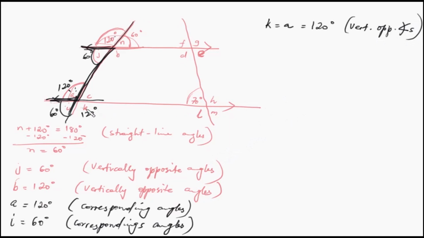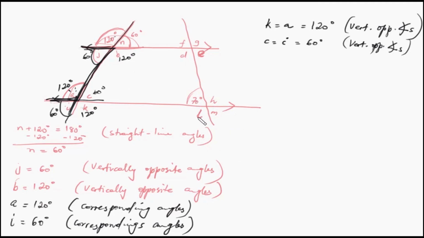Now, let's continue. You can even say C equals I, which is equal to 60 degrees, and say they are vertically opposite angles. Can you see that? Once you are done on this side, so that means this is 60, and here we have realized it's 120, you can move on to this side.